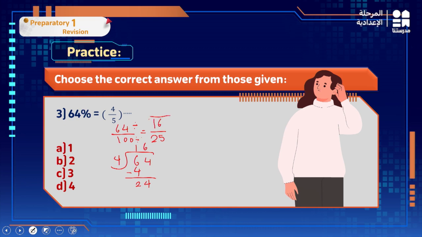How can I rewrite this 16 over 25 to be 4 over 5 to the power of a number? 16, as we know, it is 4 to the power of 2, and 25 is 5 to the power of 2. So the correct answer is 2.